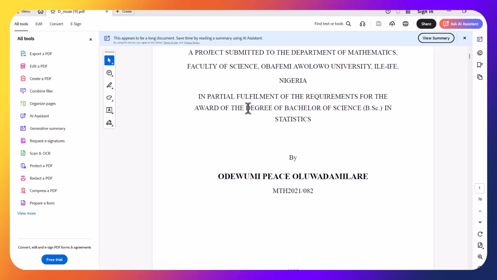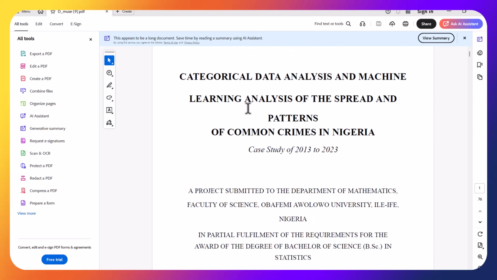So when writing a particular research project, you'll be given a particular topic to work on, basically categorical data. This particular topic is on categorical data analysis and machine learning analysis for the spread and patterns of crimes in Nigeria. So basically what this person wants to do, though I did this project anyways, is to identify the areas with high crimes and why they are actually high crime regions. Then what can we actually do to stop it? And it's actually a very good topic because if this gets to the right source, it might actually help to reduce the crime rate in the country.